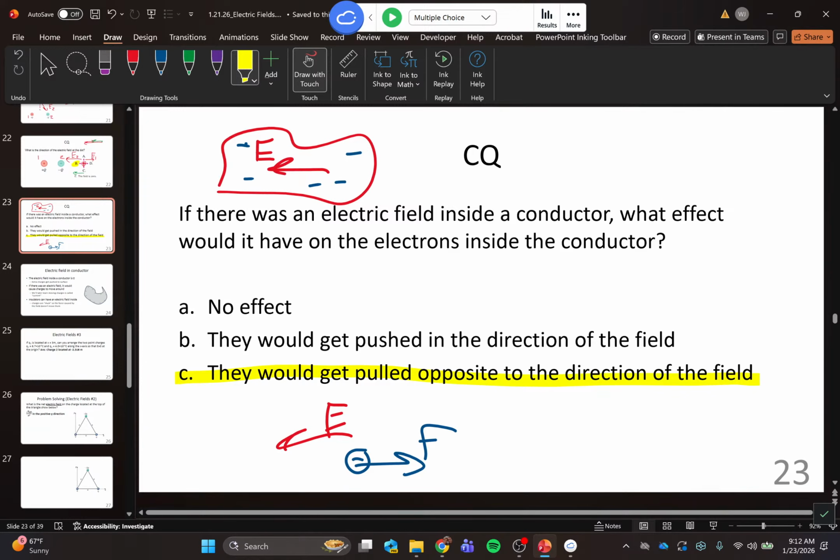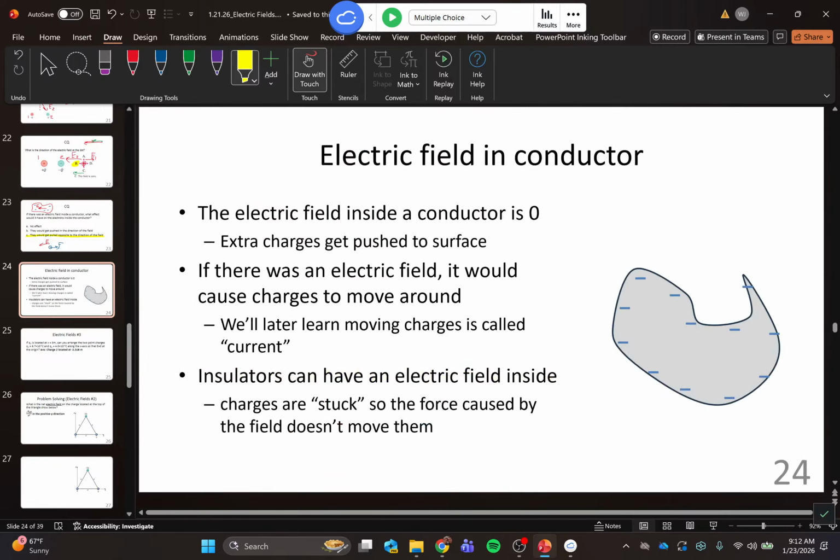It must be zero. If it was not zero, they should be moving. If they're not moving, no field. If they are moving, there is a field. And so that's what this slide is saying. The electric field inside a conductor is 0. After some time. If you charge it, after some very, very short period of time, it doesn't take much time, the electric field inside the conductor is 0.